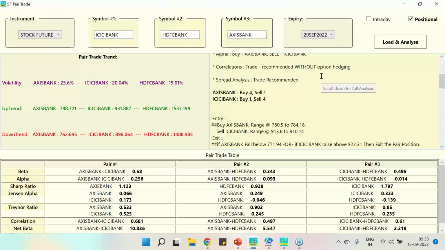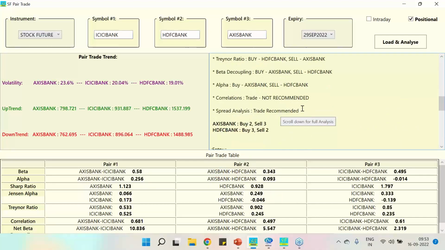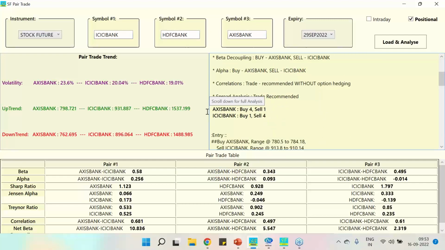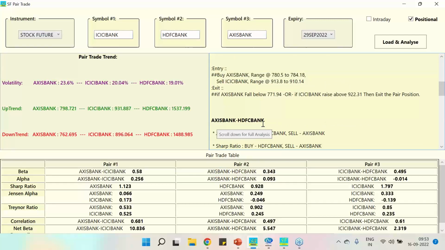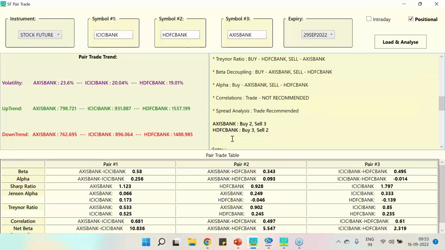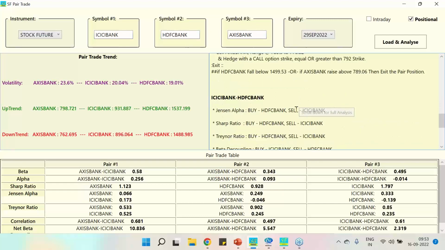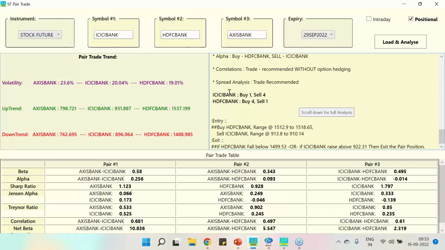Same thing for the beta decoupling also. Here we analyzed 3 pairs: ICICI, HDFC, Axis. The first pair formed is Axis and ICICI. The majority view is buy Axis, sell ICICI. Second, Axis and HDFC. Here it goes a split view, so we can avoid Axis and HDFC Bank. Then we go for ICICI and HDFC. Here also it is 4 to 1, so this we can accept.